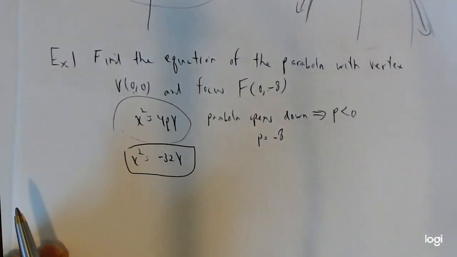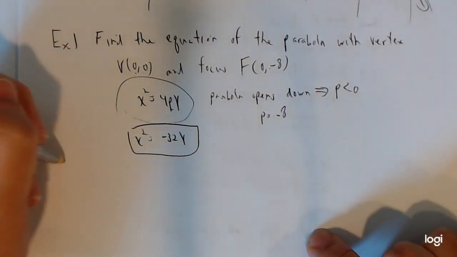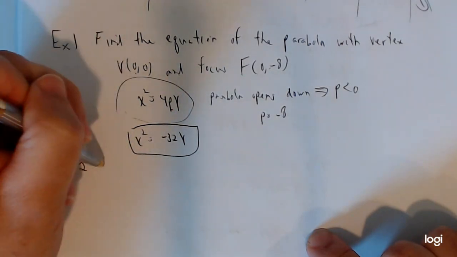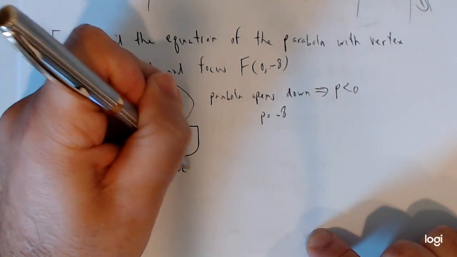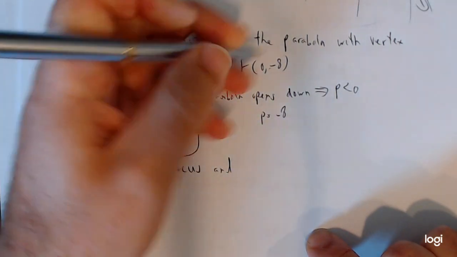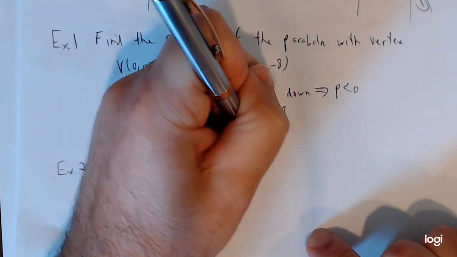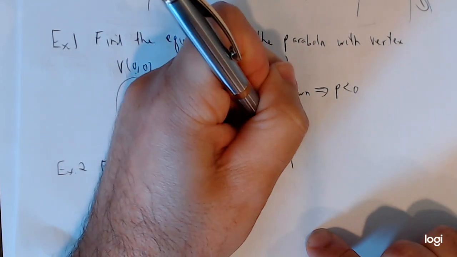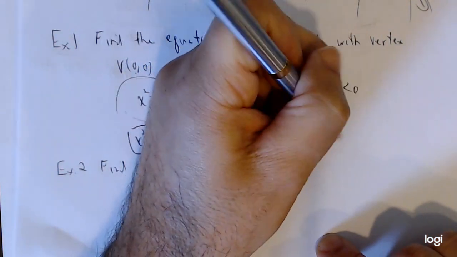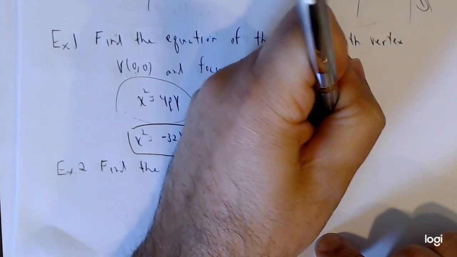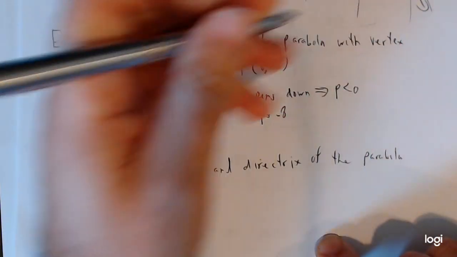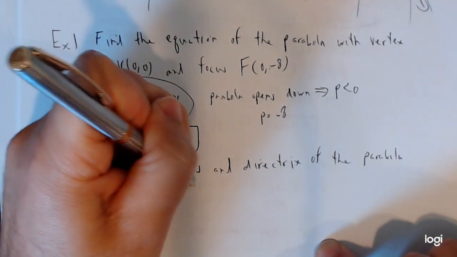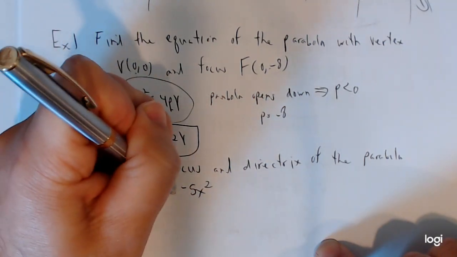So let's look at the second example. Find the focus and directrix of the parabola y equals -5x squared.